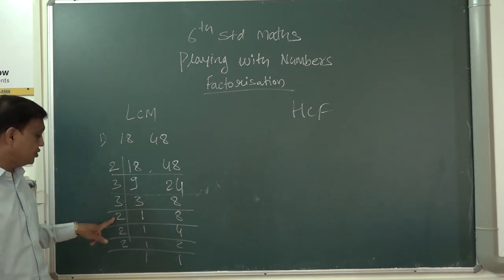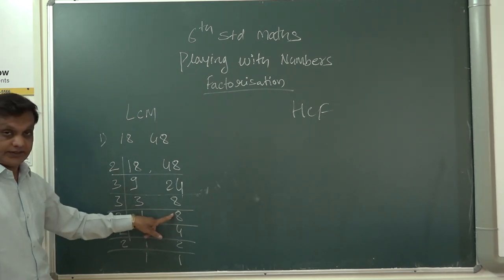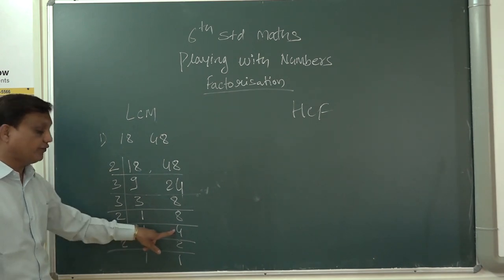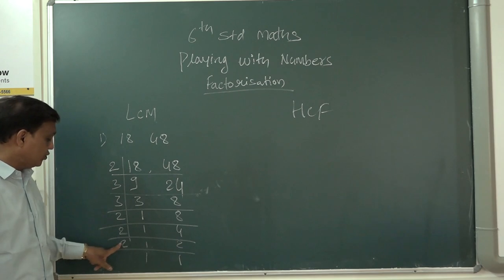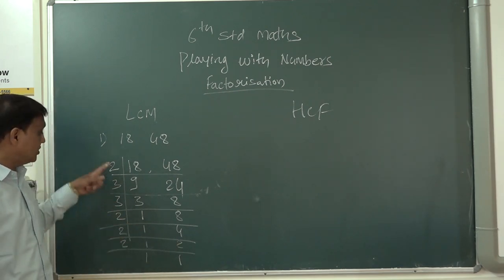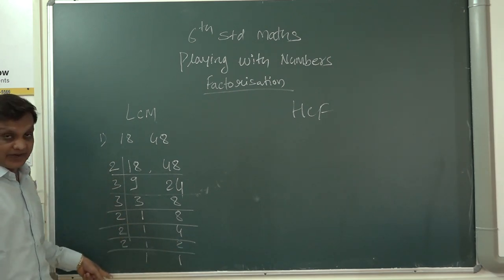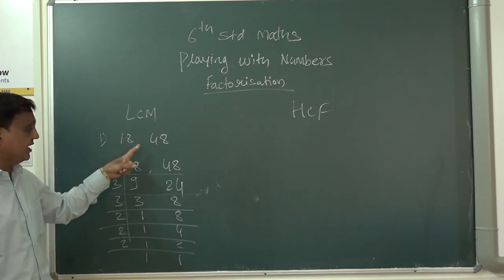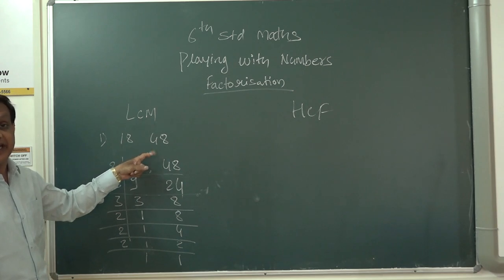Now 8 will be coming in the 2 table. 2 4s are 8. Now 4 is there. Again this 4 is coming in the 2 table. 2 2s are 4. Again 2 is left and 2 1s are 2. So now these are the prime numbers. These numbers you have to multiply. So you will get the LCM of 18 and 48.